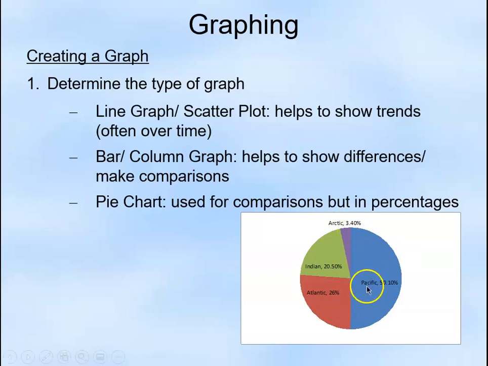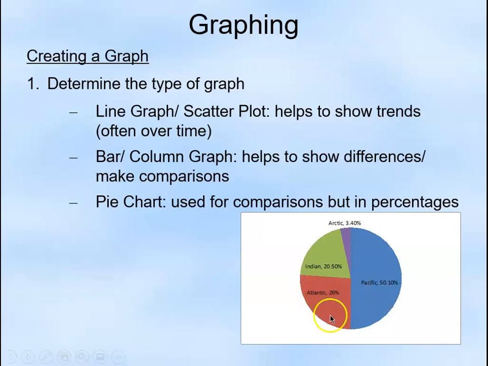So we can see that the Pacific Ocean makes up about half of the world's ocean. If you were to take all of the continents on planet Earth and put them together, they would fit in the Pacific Ocean. That's how big the Pacific Ocean is, okay?